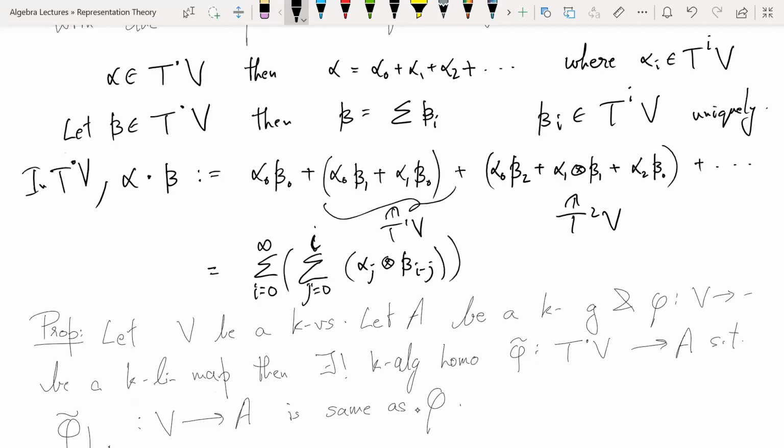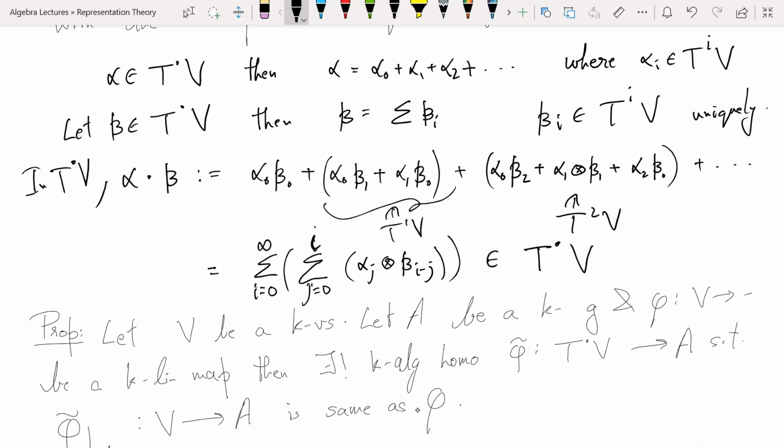Yeah, I think this is okay. So this is the formula for alpha dot beta. If alpha is this particular element of TIV and beta is this particular element of TIV, then alpha dot beta is this particular element, and this of course belongs to T dot V.